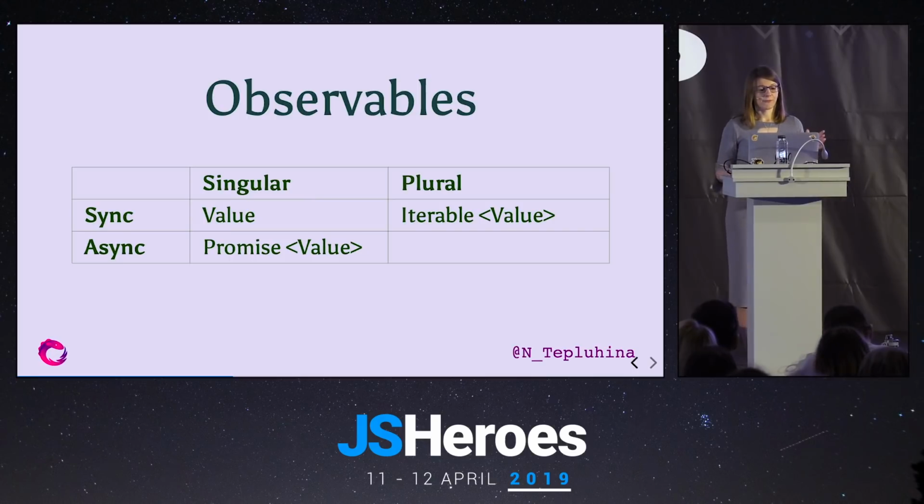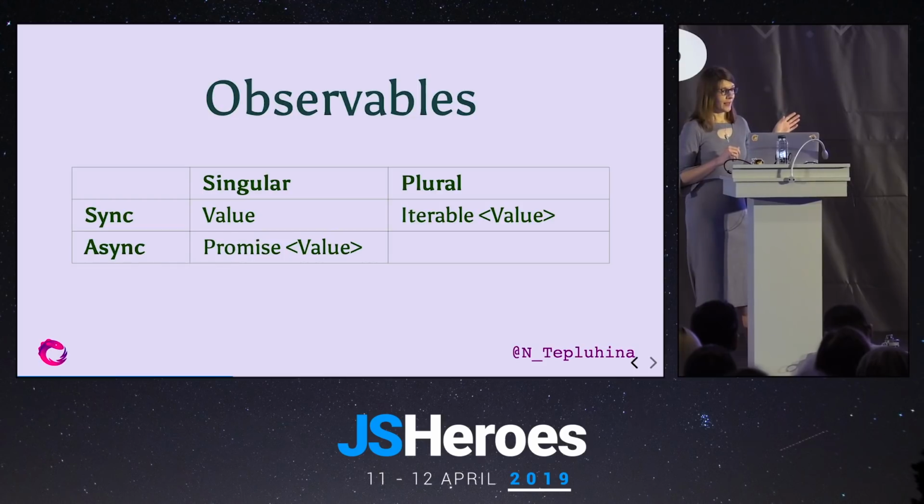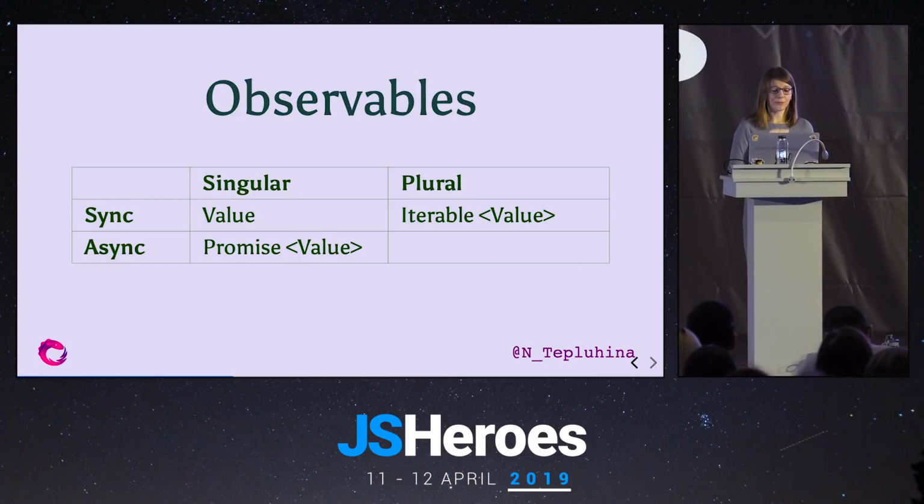Let's have a look at the place where observable should be in JavaScript. So here is a table representing JavaScript primitives. For a singular synchronous primitive, we have just a value. Number, string, boolean, whatever, just a value. For a plural synchronous primitive, we have an iterable of values, which is just an array. For a singular asynchronous primitive, we have a promise. And at some moment of time, the promise is resolving to a value. But we don't have a primitive for plural asynchronous. And it's the place where observable should be.